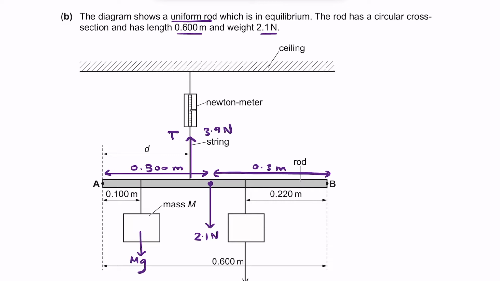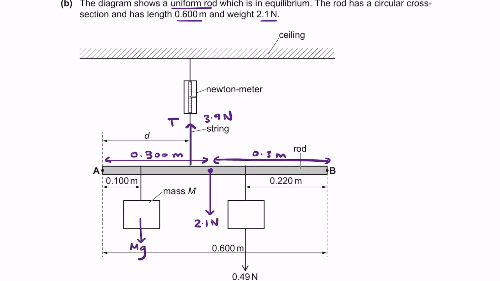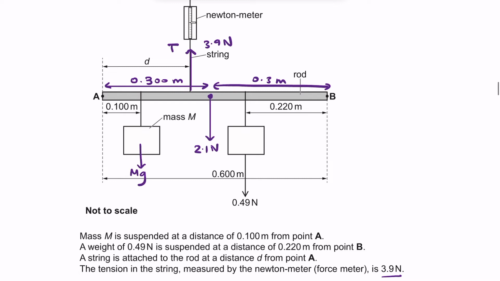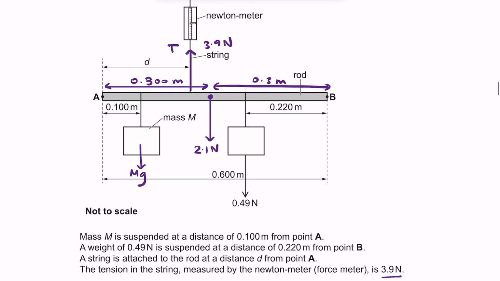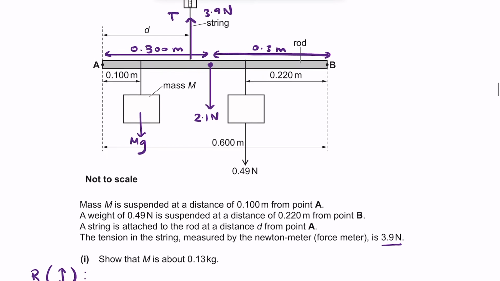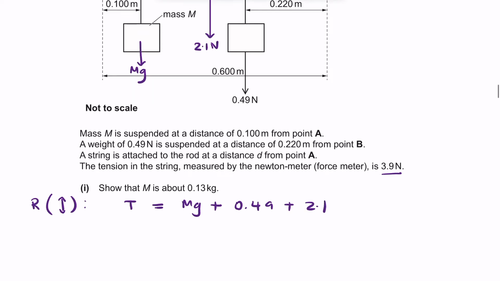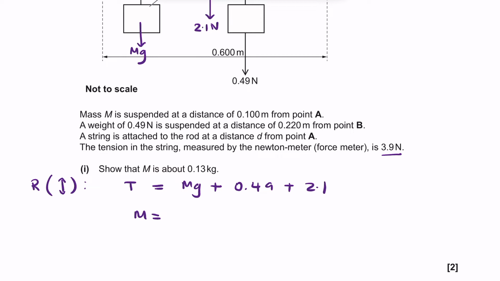That's given to us as 3.9 newtons. So if I just took all the vertical forces, resolving forces vertically, will give me tension acting against the mg and 0.49 and 2.1. So the upward force is equal to the sum of downward forces, as the net resultant force has to be 0. So T equals mg plus 0.49 plus 2.1, and therefore m is going to be equal to the tension, which is 3.9 newtons, minus the sum of these two, which is 2.59, over the gravity, which is 9.81. And that ends up giving me a value of 0.134 kilograms.